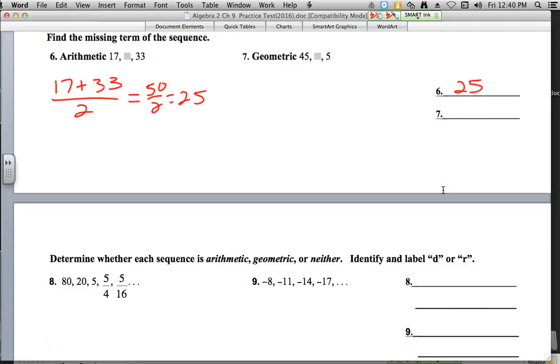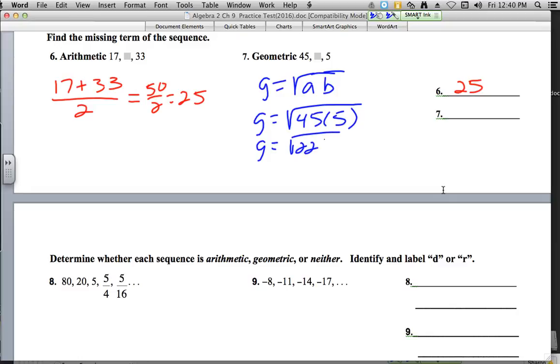You know, this is arithmetic, so you think, oh, 17 plus something is 25. That something is 8. 25 plus 8, oh, that's 33. Good, I know I have the right answer. And the geometric mean, remember, is the square root of x times y, or a times b, whichever variables you want to use for this. So it's the square root of 45 times 5. And what you have to do is multiply that together, of course. That's going to give you the square root of 225.